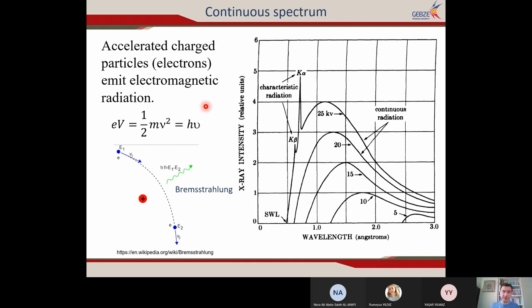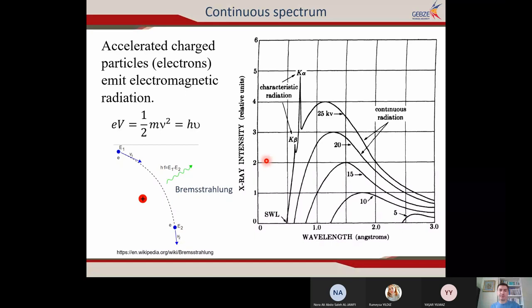So how is continuous radiation produced? Why is continuous radiation produced? And what is the reason for the characteristic radiation? Now I will try to explain these two topics. Do you have any questions here? It's clear, sir. You may continue.